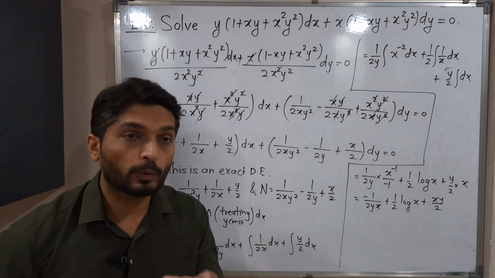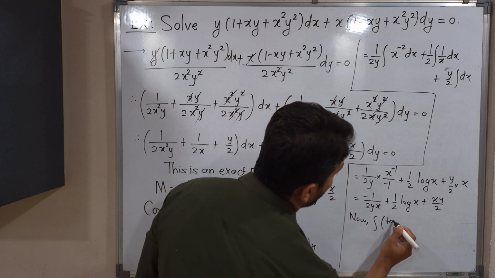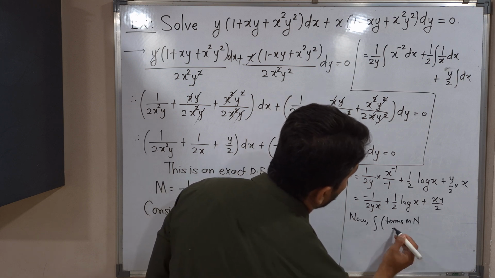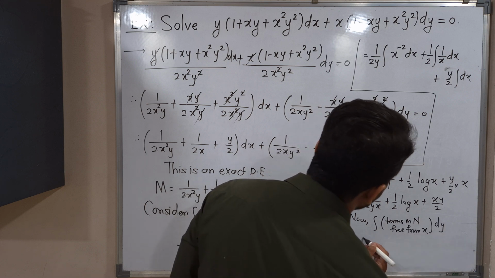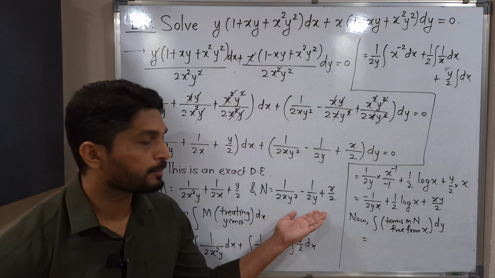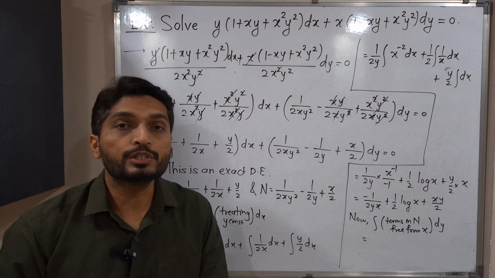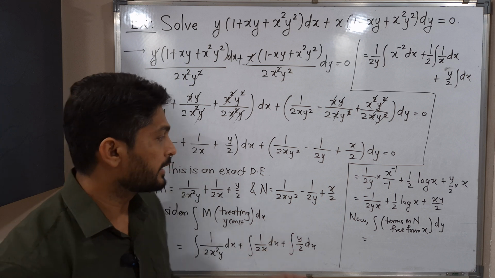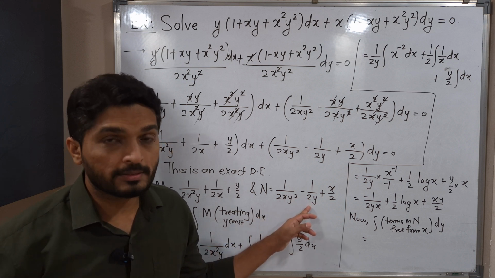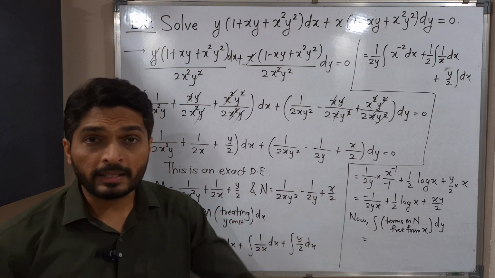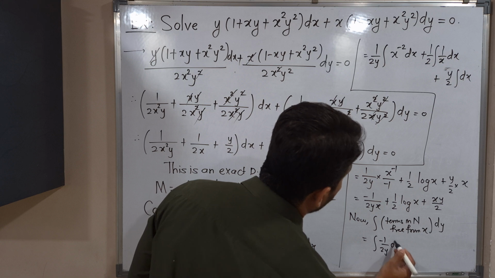But see, wait, there is one more integral. Let us solve. Now, integration of terms in n free from x dy. Terms in n. Where is my n? This is my n. How many terms are there? 3 terms are there. First, second, third. But we want a term which is free from x. That means there should not be any x. In the first term there is x. We cannot take it. In the second term there is no x. It means we can take it. In the third term there is again x. So you cannot take it. We have to consider just the second term only, minus 1 by 2y dy.